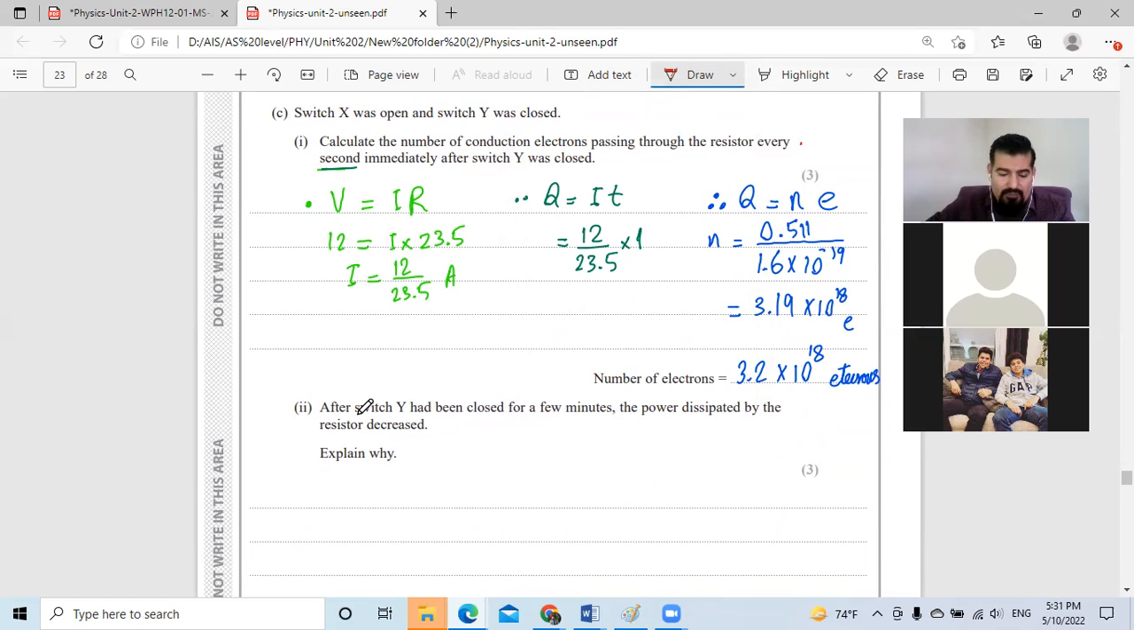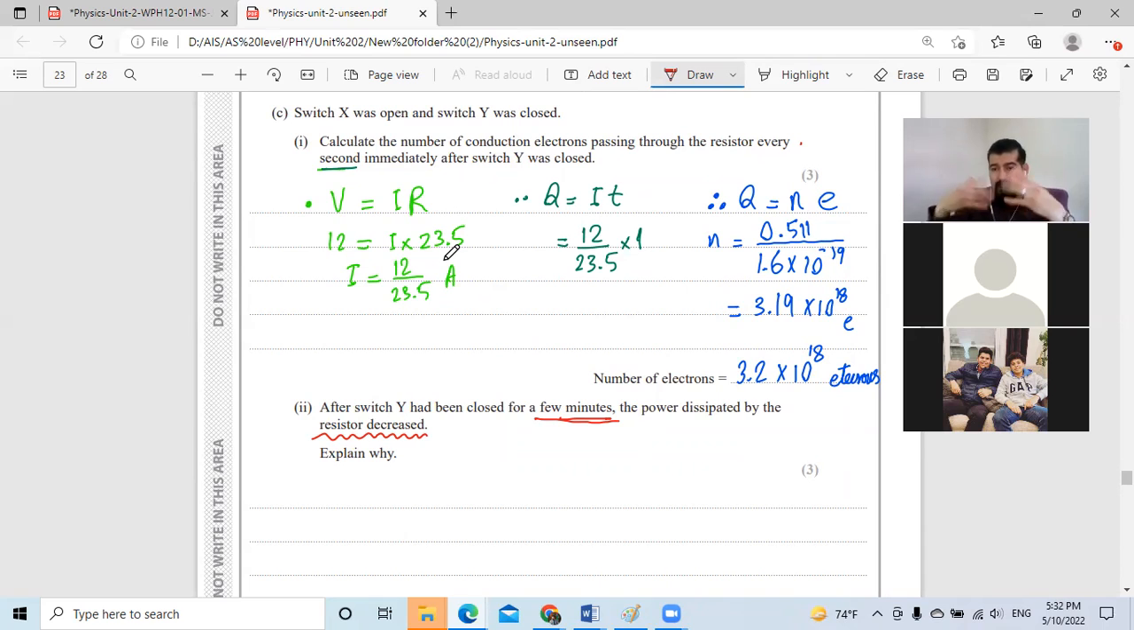Part double I. After switch Y had been closed for a few minutes, the power dissipated by the resistor decreased. Explain why. A few minutes means a long time. With a long time and a current of approximately 0.5 ampere, which is a high current, there will be a heating effect. So the temperature of the resistors will increase, and as the temperature of the resistor increases, their resistance increases.